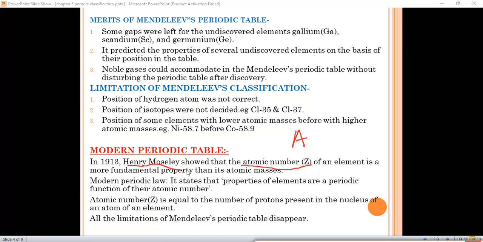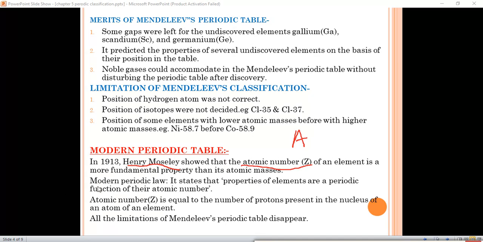Till now, in Mendeleev's periodic table, in Dobereiner's triads or in Newlands' law of octaves, the basis was atomic masses. But now what Moseley did, he said that the element's properties will be based on its atomic number, which is equal to the number of protons.